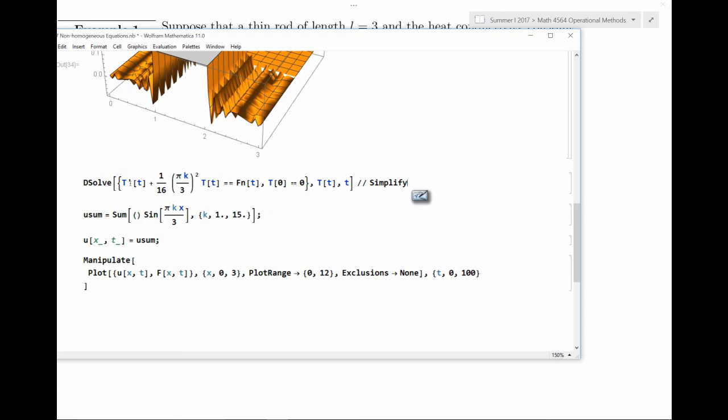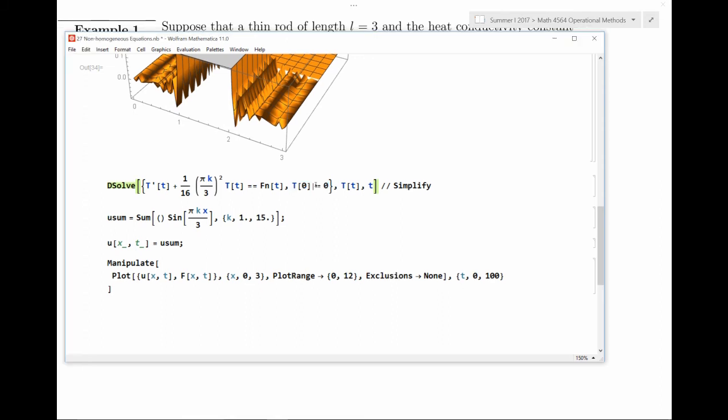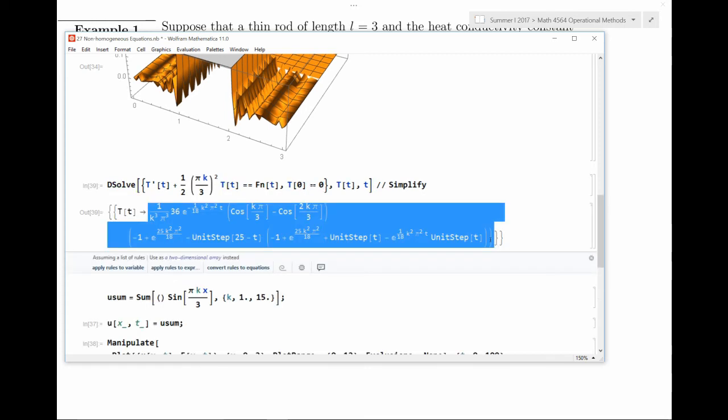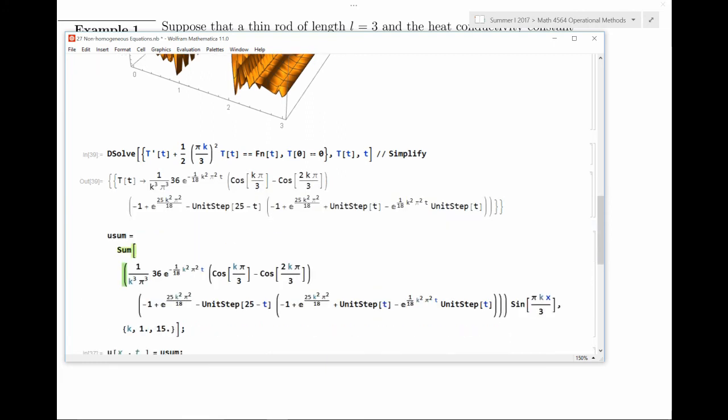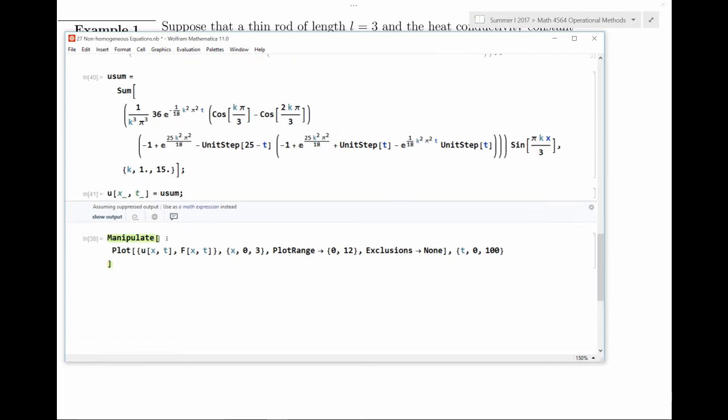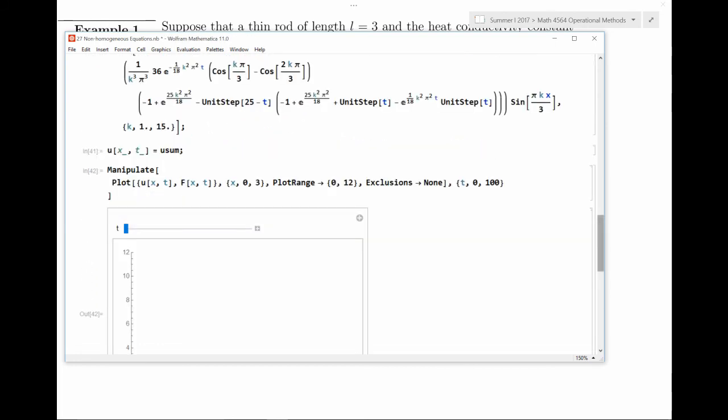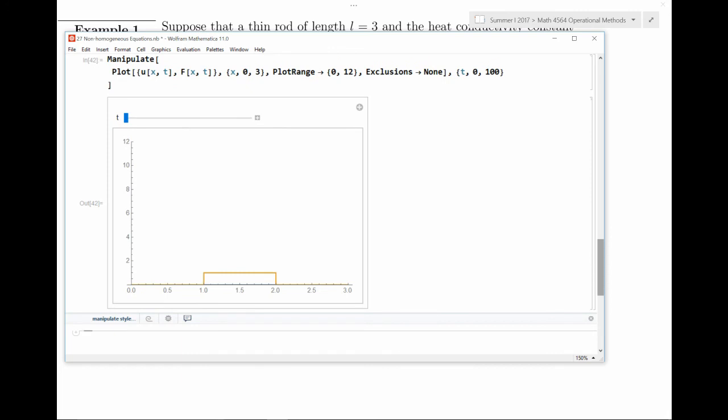Then what I need to do is solve the differential equation, and since initially the temperature was kept at 0, the sine series expansion of the function little f of x, which is 0, is going to be 0 for every k or every n. So initially the temperature is at 0. I'm going to copy the solution and simply paste it into my summation formula for the function T of t. I'm going to define a function u, and I'm going to plot it. So here I plot both the solution and the heating function.